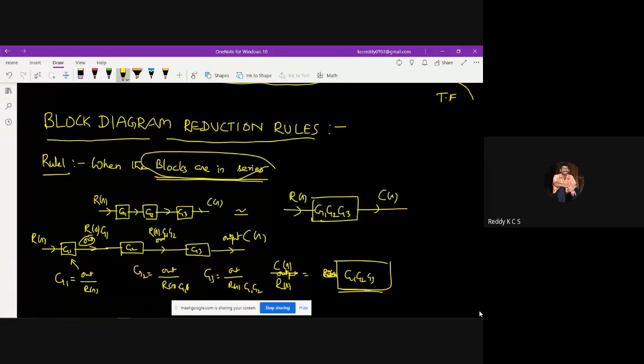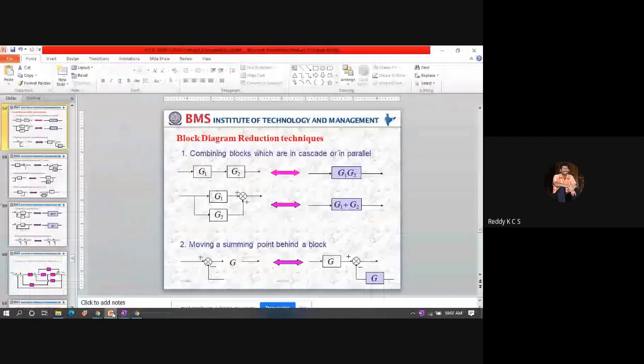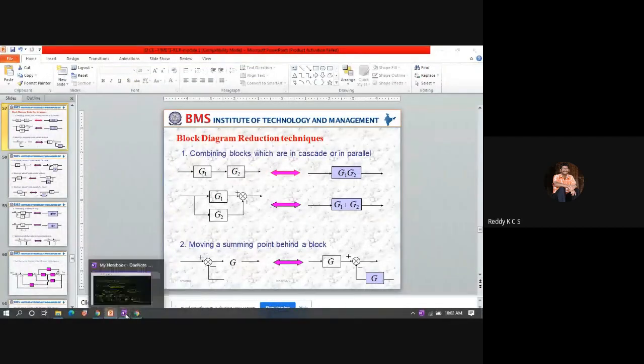See here, if you look at G1 into G2 into G3, it is equivalent to a single block. So the three blocks have been converted into a single block. This is how we need to reduce the blocks by using the rules. So this is rule one, which is when the blocks are in series. And similarly, he has mentioned when the blocks are in parallel. So when the blocks are in parallel, we'll go to the second rule.